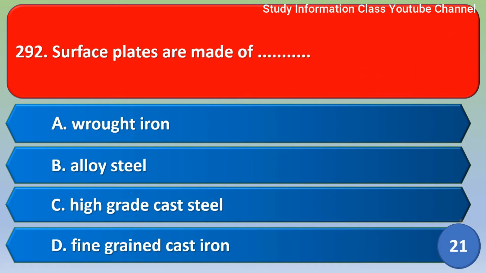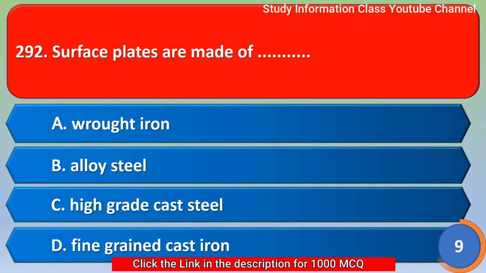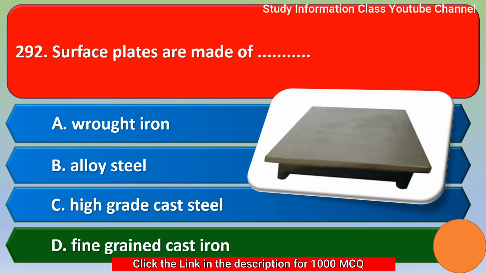Next question, the surface plates are made of option A, wrought iron, option B, alloy steel, option C, high grade cast steel, option D, fine grind cast iron. So the right answer is option D, fine grind cast iron. Option D is the right answer.